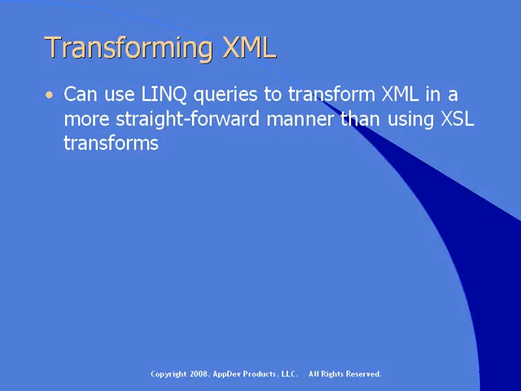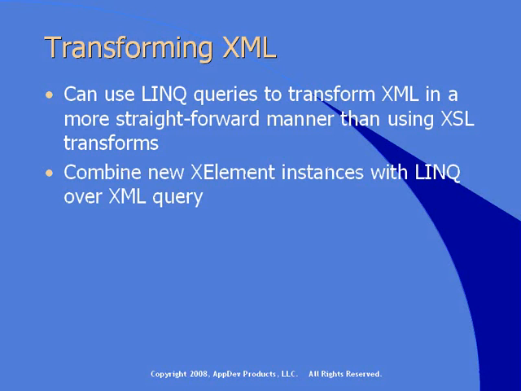You can use LINQ queries to transform XML in a more straightforward manner than, well, anything would be more straightforward than using XSL transforms, as far as I'm concerned. To do this, you combine new XElement instances with a LINQ over XML query. As you'll see, in your select clause, you can output whatever you want from this query. It's a pretty interesting technique.